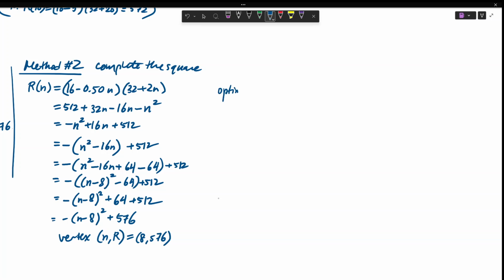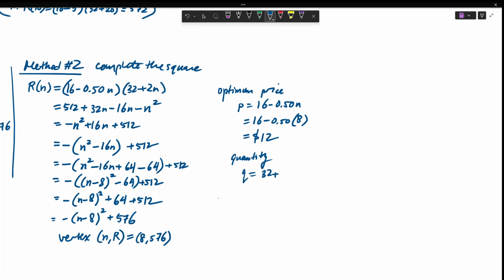So the optimum price, again, is 16 minus 0.5n, which is 16 minus 0.5 times 8, which is $12, same as we said last time. And then the quantity at this optimum price is 32 plus 2n, which is 32 plus 2 times 8, which is 48. So ultimately we get the same answer.